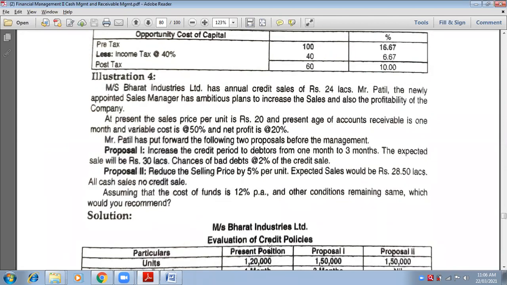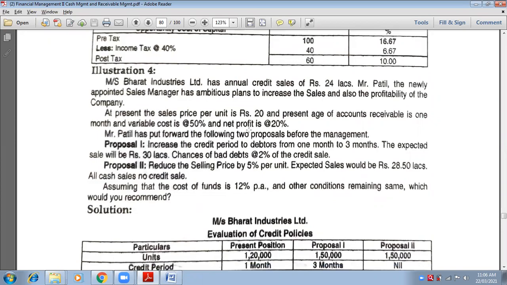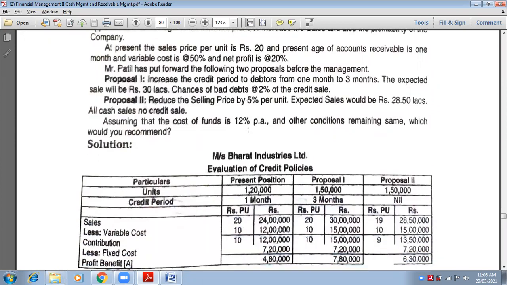It's not given, right? Come on, quickly, yes or no. Do you find any fixed cost here directly? No, ma'am. But it is given. How? Net profit is given, 20% of course on sales. So net profit is given. We don't need to find it out.